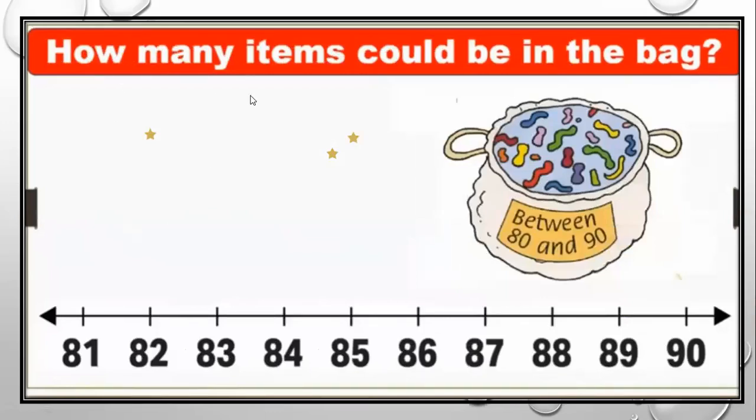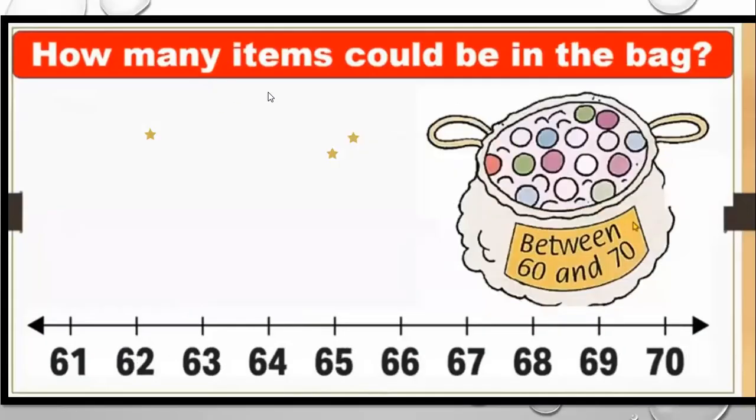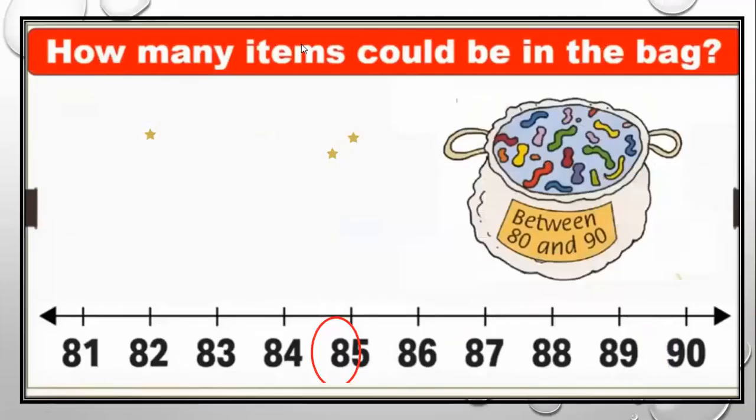So coming back to the book. First question was, how many items could be in the bag? From 60 to 70. I have done an estimation, I just guessed how many are in this sack, and I chose 65. 65 colored balls could be in this sack. Again, moving to question number 2, between 80 and 90, I think there are 84, whatever these are inside this sack.